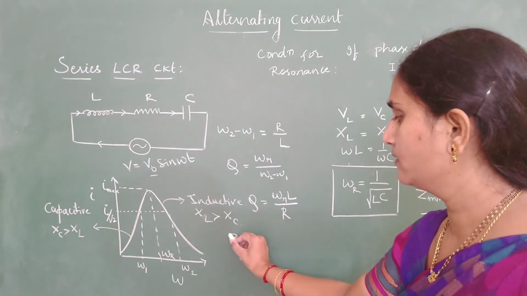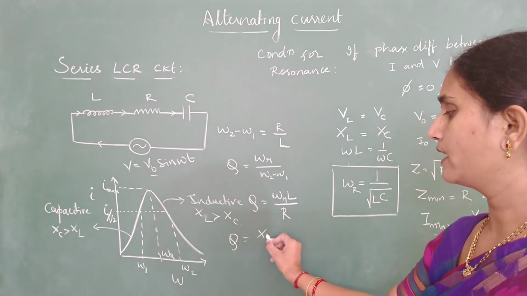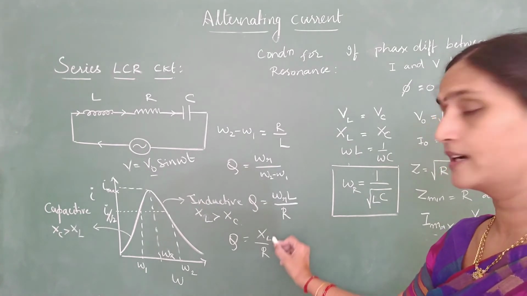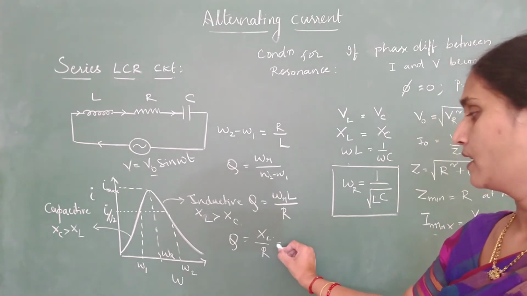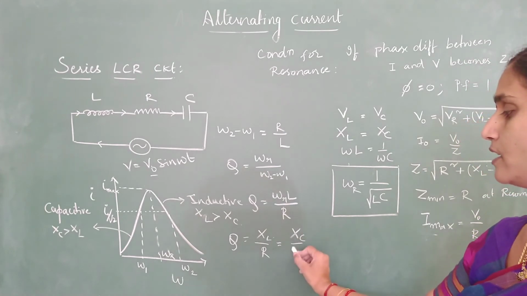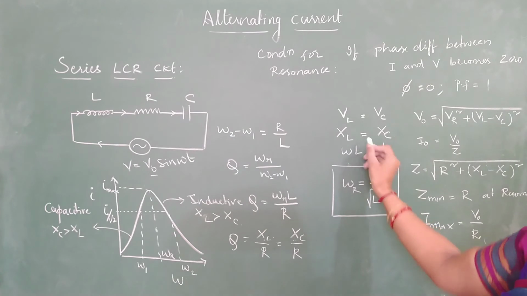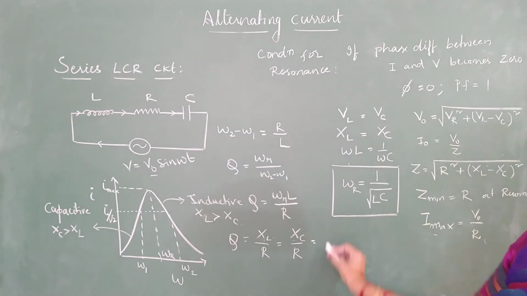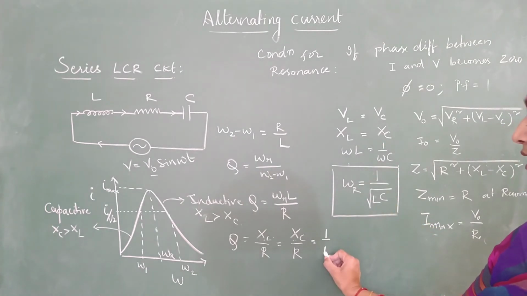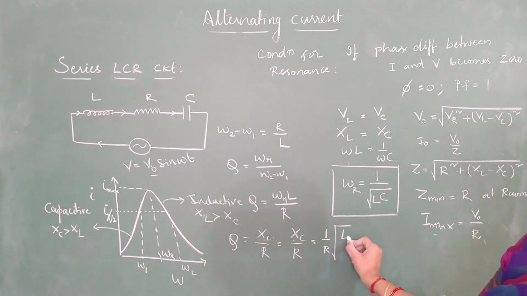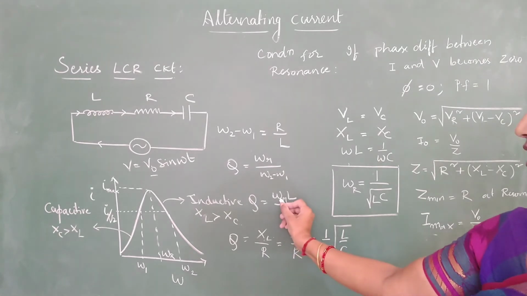Okay, so Q factor, we have written many formulas. You can write it as XL by R, where XL is calculated at resonating frequency. It can also be written as XC divided by R, because at resonance XC and XL become equal. Then you can also write this as 1 by R under root L by C, if you put the resonating frequency as 1.